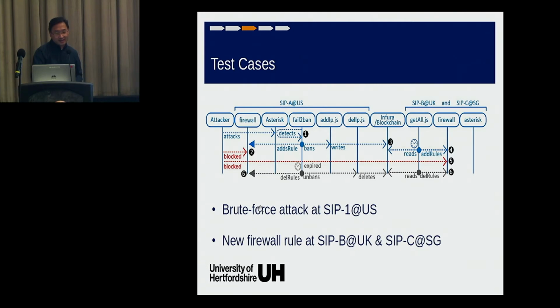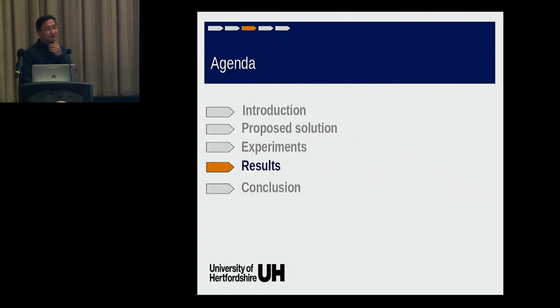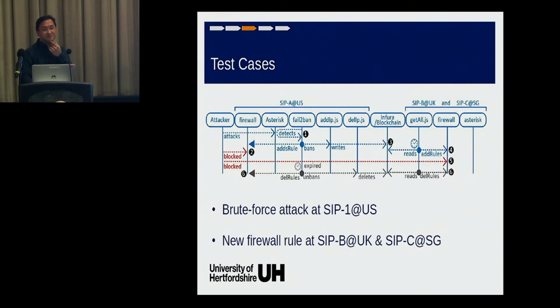So the test case is a brute force attack on SIP1 at US. A couple of wrong usernames and passwords, and the new firewall rule is supposed to be created in the SIP proxy in UK and Singapore. So the results over here, yeah. It's a firewall. Yeah, it's an iptables rule.